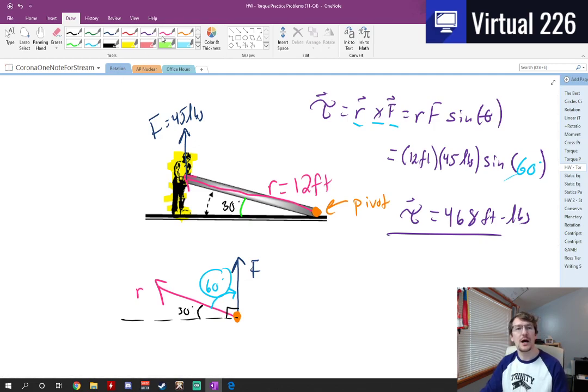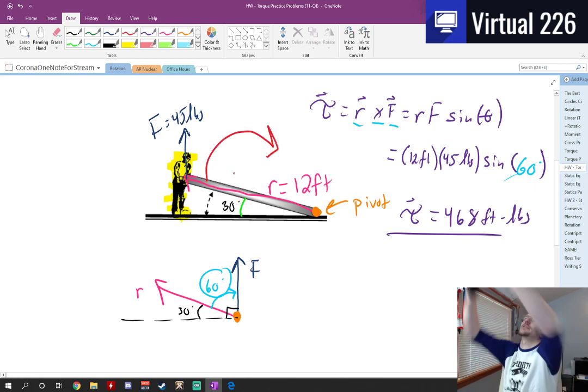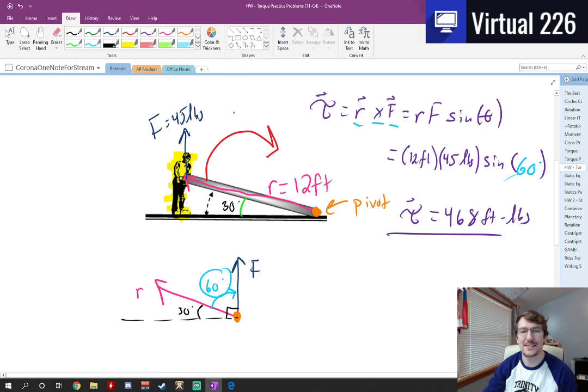And there it is. If we want to get an idea of what the direction of this torque is, if this person is lifting this beam up, the beam is rotating this way. You can imagine lifting it up and tossing it over. This is a clockwise direction.